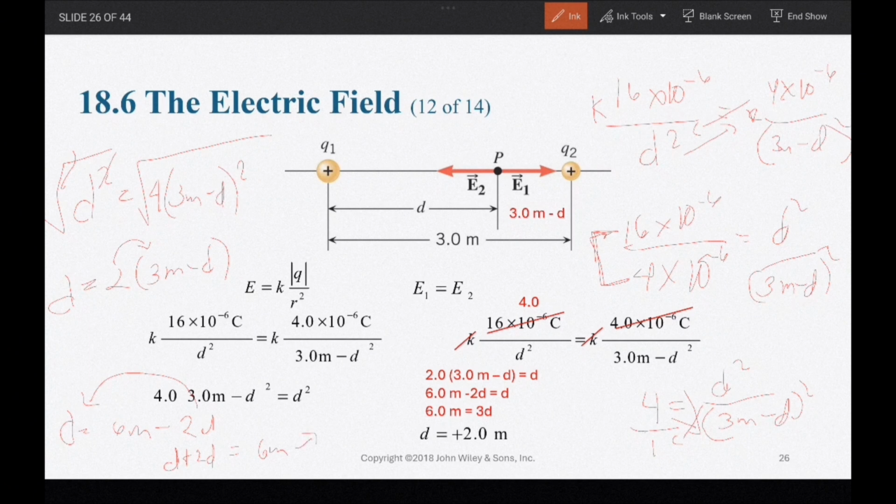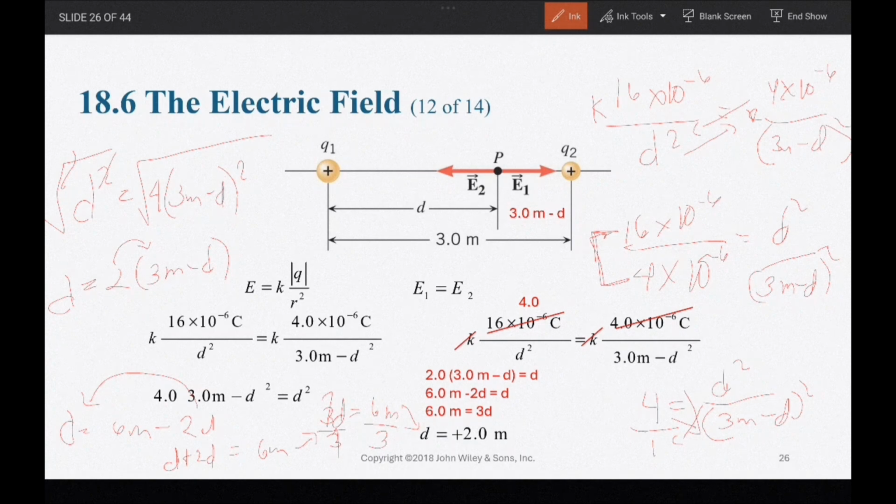So, we combine again. That will be 3d is equal to 6 meters. And we divide by 3 so that we can isolate d. The 3 cancels, and we divide by 3. And there you will get d as 2 meters. Okay, so we use the algebraic expression to this one. We integrate it into our formula. And that's how we're going to deal with it.